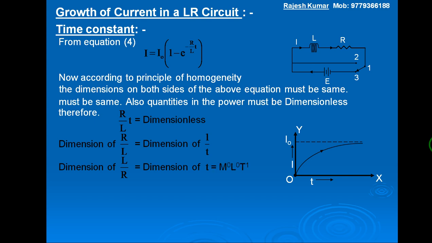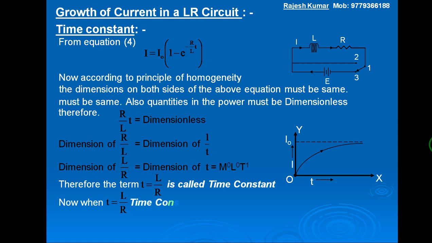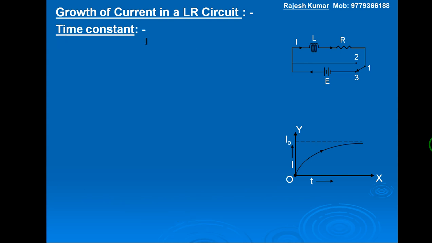So it is equal to M to the power 0, L to the power 0, T to the power 1, the dimension of time. Therefore, the term L upon R is called the time constant. Now when t is equal to L upon R, the time constant, then from the above equation, I is equal to I naught into 1 minus e to the power minus R upon L into L upon R. Now R and R cancel each other, and L and L cancel each other. So we get capital I is equal to I naught into 1 minus e to the power minus 1, or I is equal to I naught into 1 minus 1 upon e.